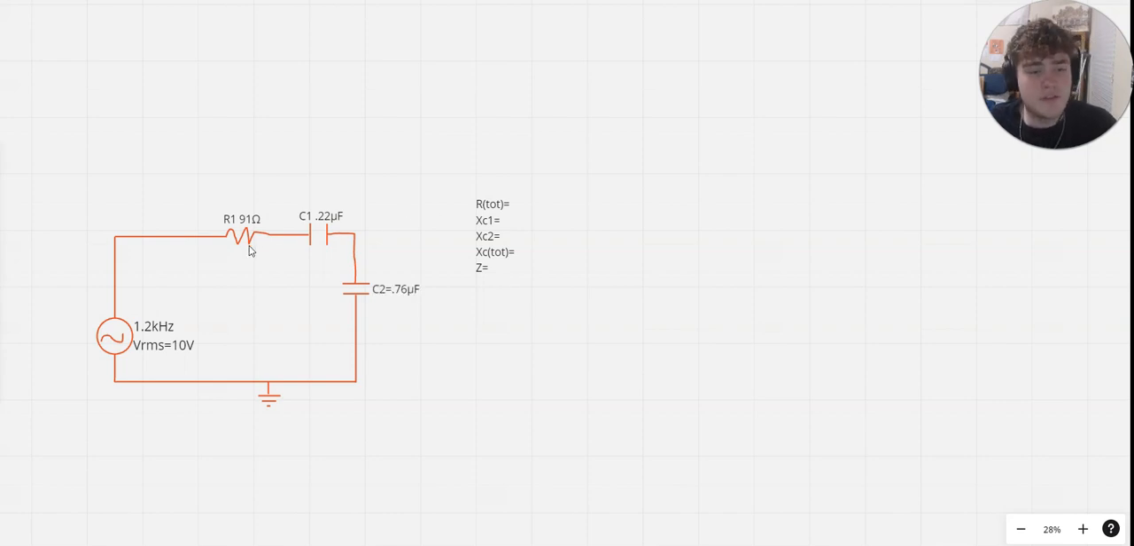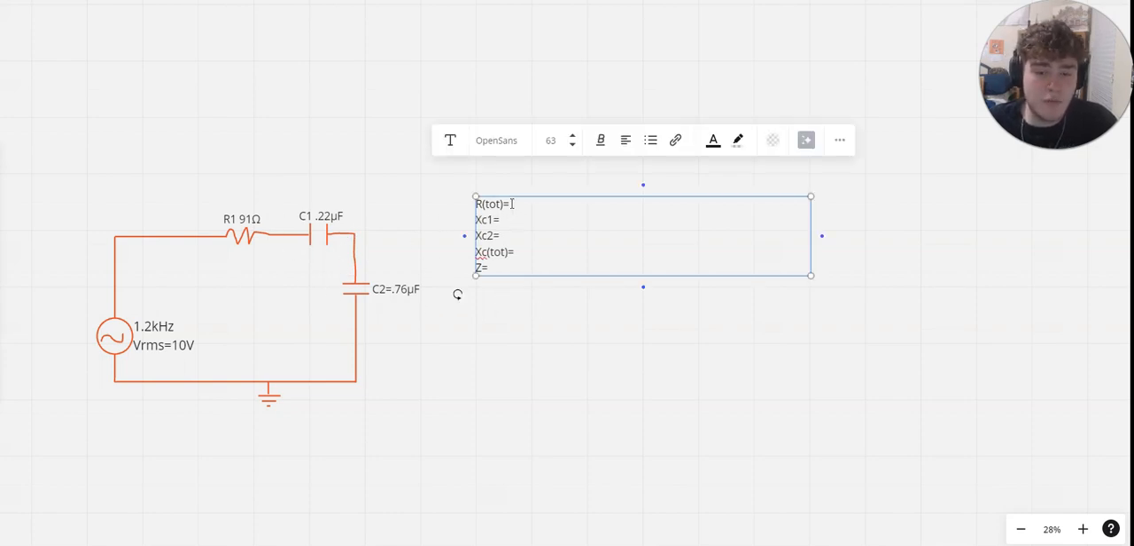So we have a resistor 1, capacitor 1, and capacitor 2 all in series with each other. Now to find Z, first we're going to need the total reactance and the total resistance in the circuit. Now we do only have one resistor, so the R total is 91 ohms.